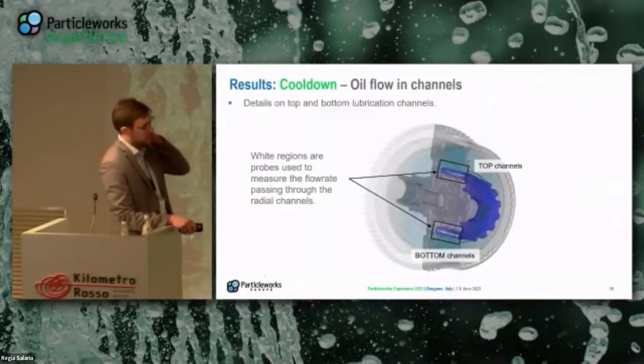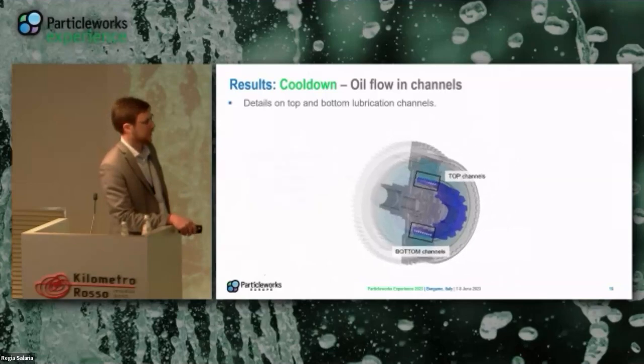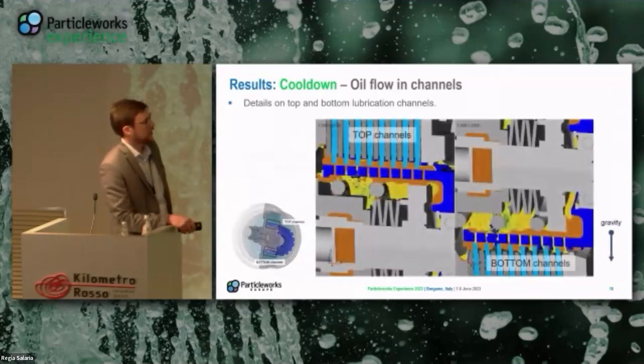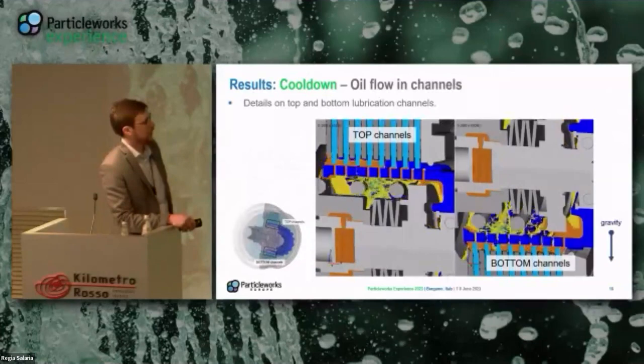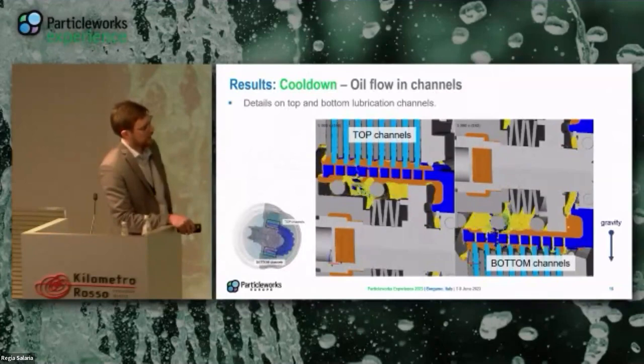Okay, so we saw that it seems we don't have a balanced flow across the radial channel. So we created probes and measured the flow rate. So here on the left we have the top channels, and on the right side, we have the bottom channels. And the gravity vector is vertical, pointing down here. Okay, so this is the detail and just an animation.